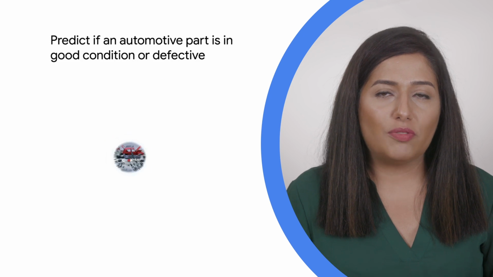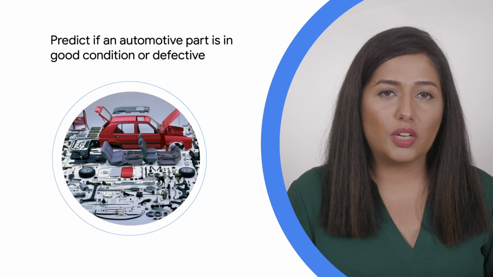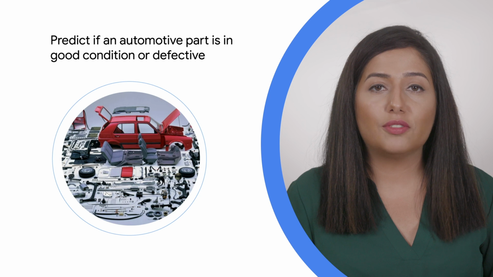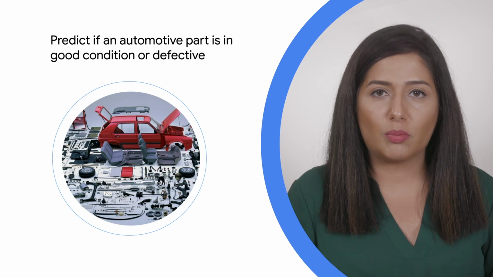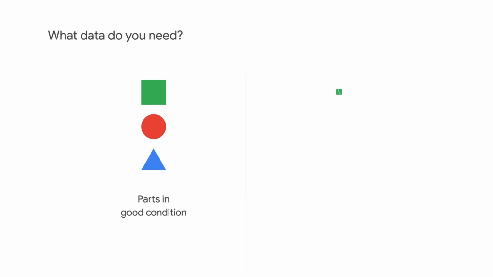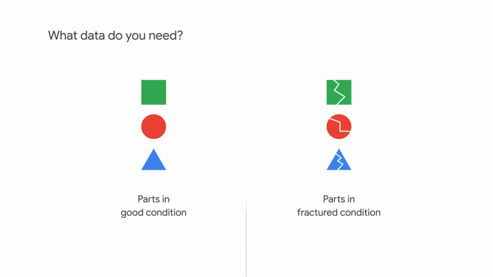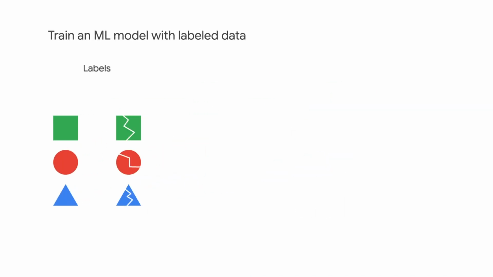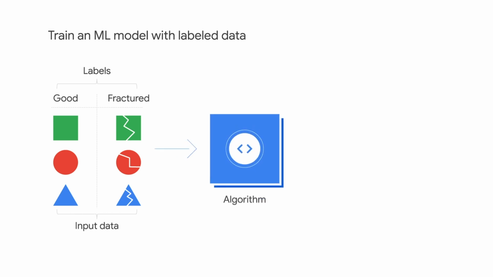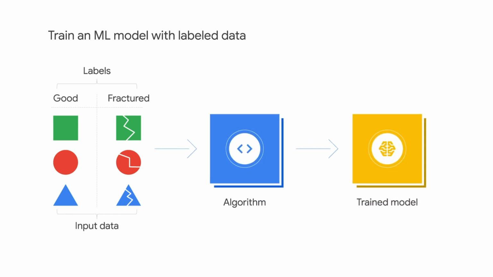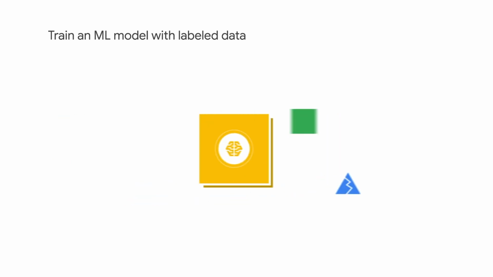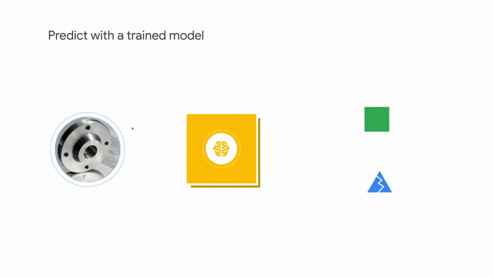Imagine you work for a manufacturing company. You want to train a machine learning model to detect defective parts before they're assembled into cars. For example, you'll need a large data set of historical examples, parts in good condition and parts that are fractured or rejected. The more examples you feed the algorithm, the more accurate the trained model. When the model has been trained, it can predict a new car part as in good condition.